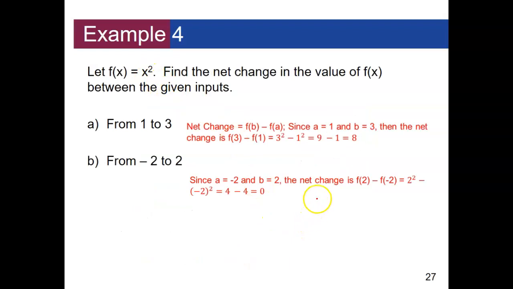And if you think about it, this is actually a parabola. It's symmetric about the y-axis. So if I look at -2 and +2, if I've drawn this to scale, then there is actually no change in value from one side to the other side, and that's why we get no net change.